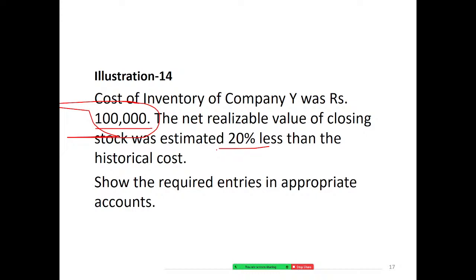That 80,000 will be taken as NRV. So what will happen for that 20,000 reduction? It should be recorded as an expense. Yes, that will be charged in the P&L, the income statement.